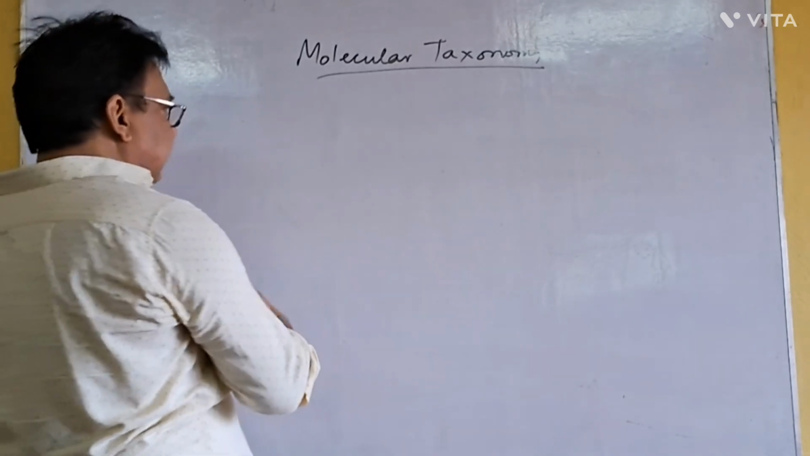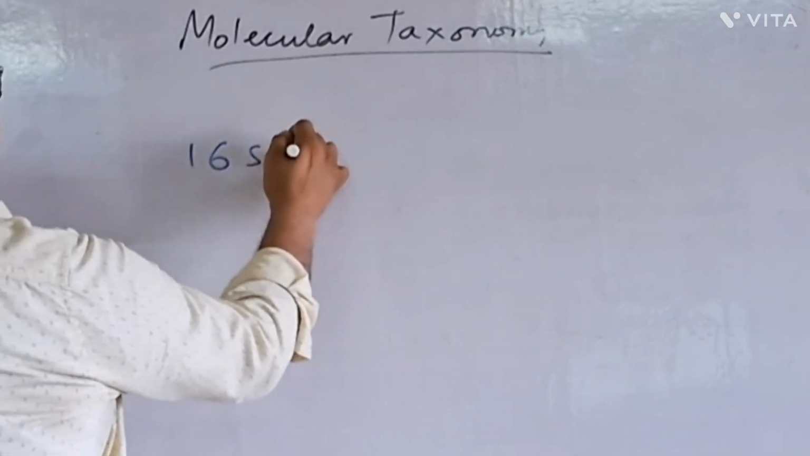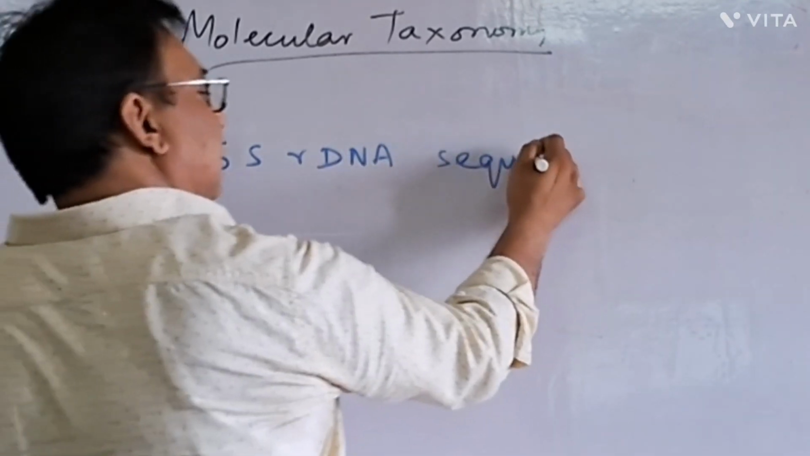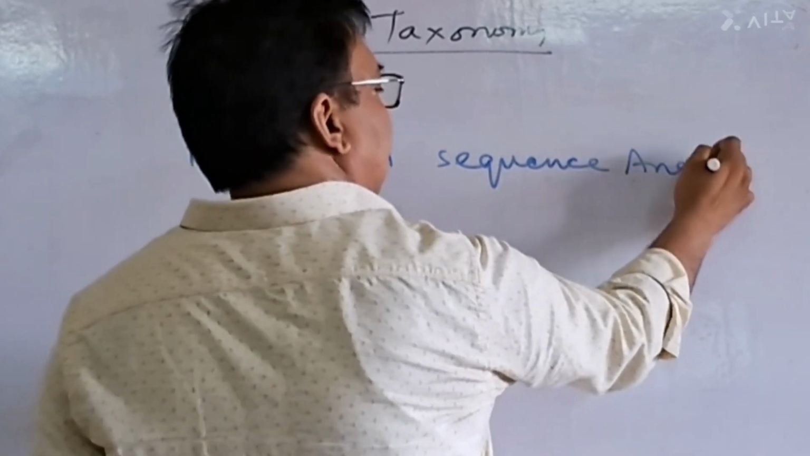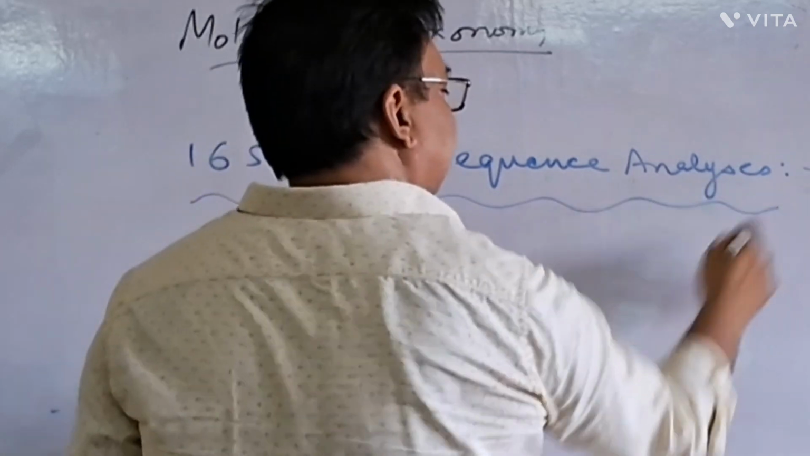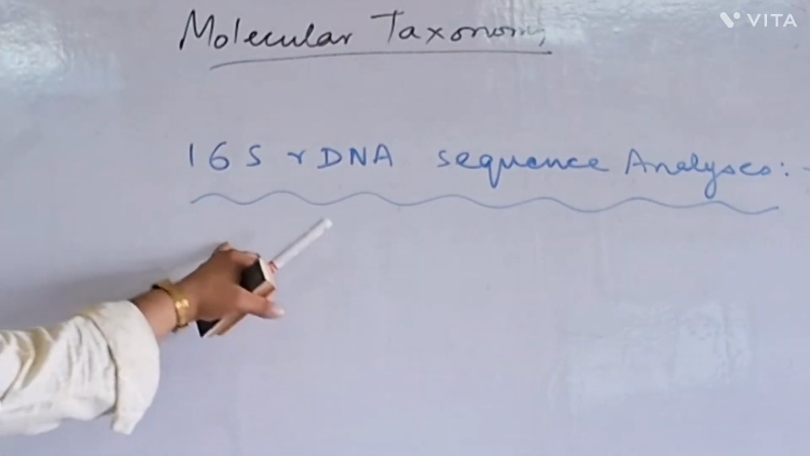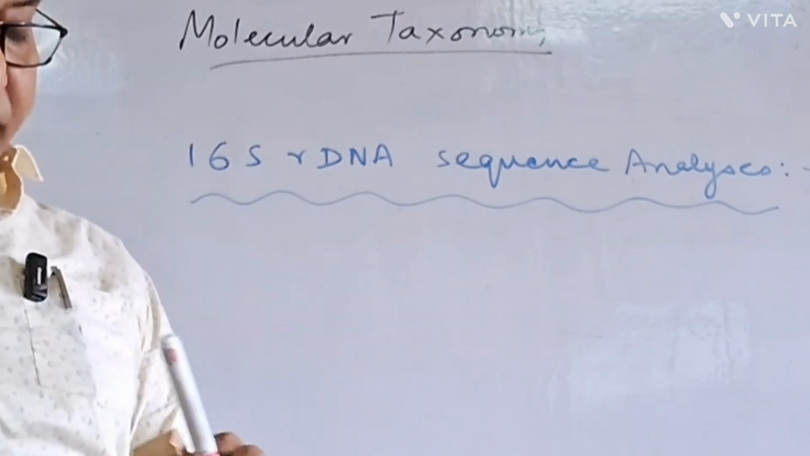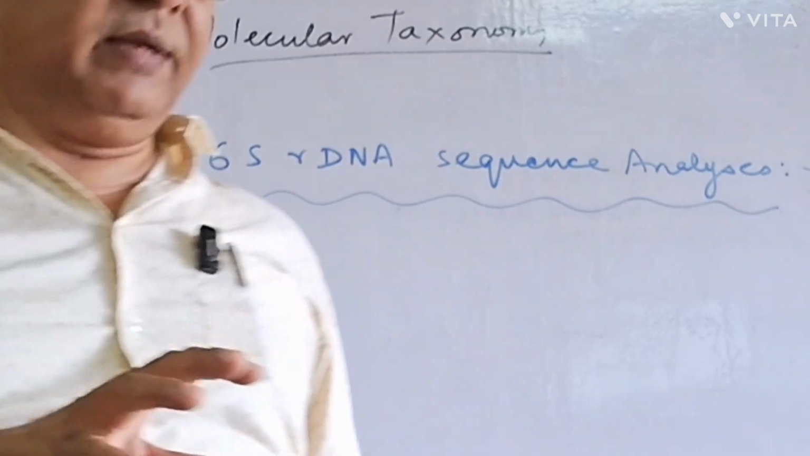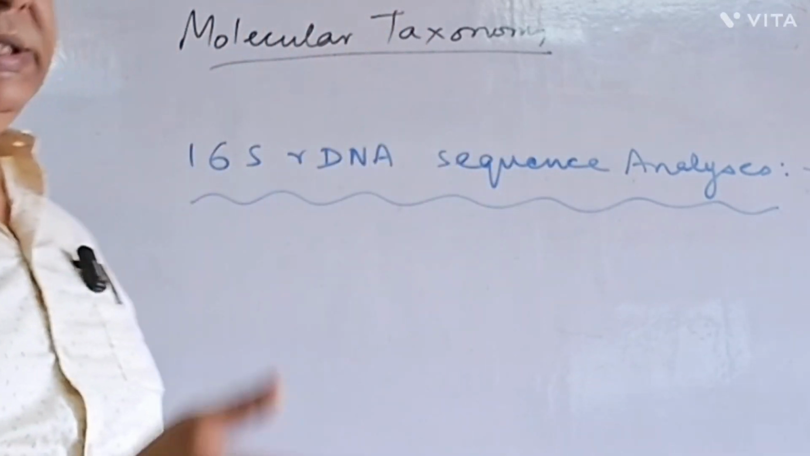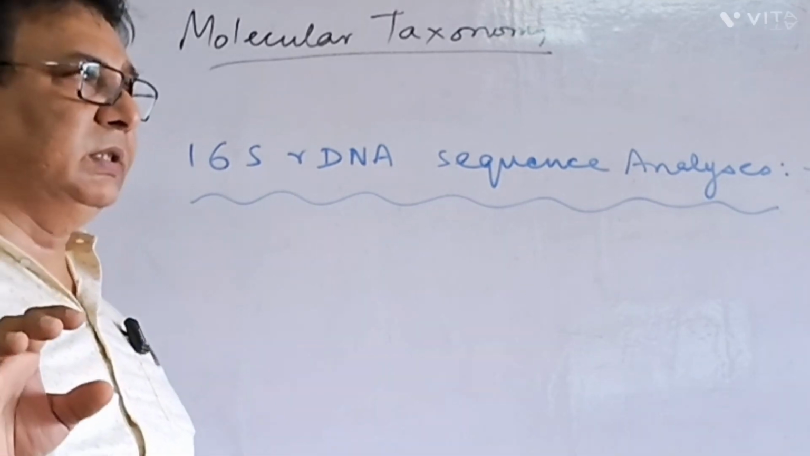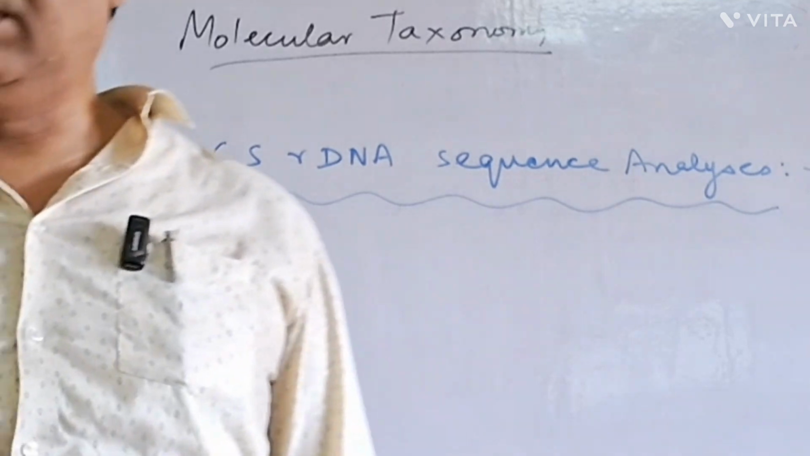The second thing, very important, is 16S rDNA sequence analysis. So this is the second point. But actually this is the most important molecular criterion by which we usually determine, at least up to the genus level, what the genus of a particular organism is. We use this 16S rDNA sequencing.